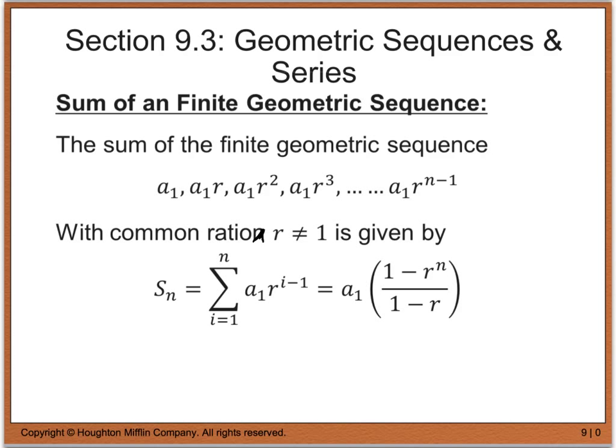If you want to add or sum all of those up, we have an equation that says if you take your first term, a sub 1, and multiply it by 1 minus that common ratio raised to the power of n, divided by 1 minus your common ratio, that is the same thing as adding up all of those individual numbers.